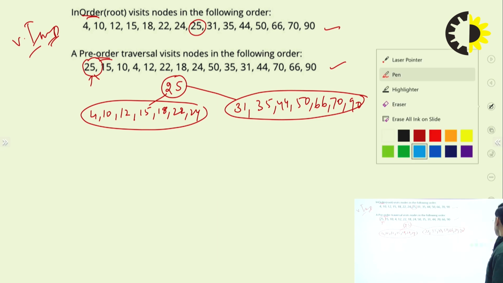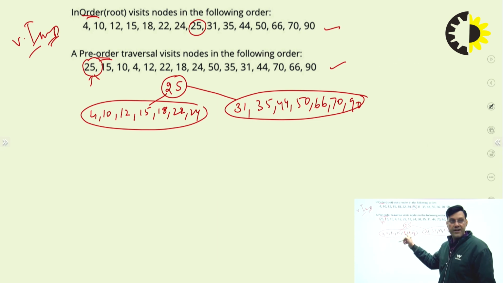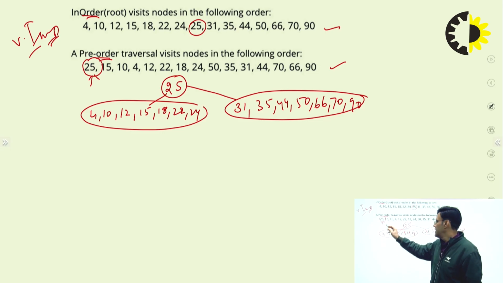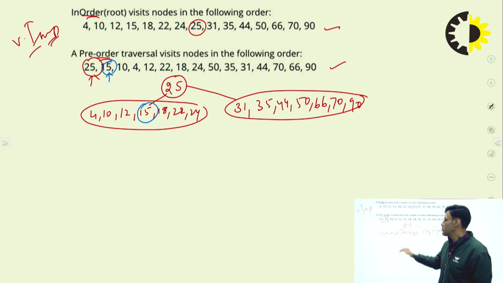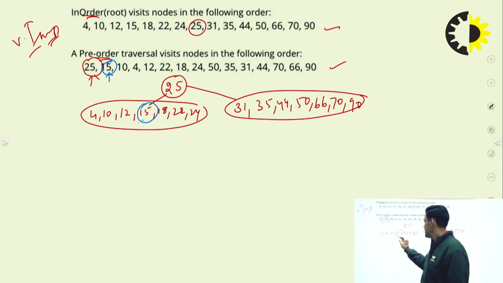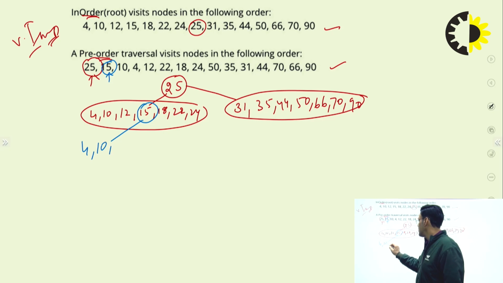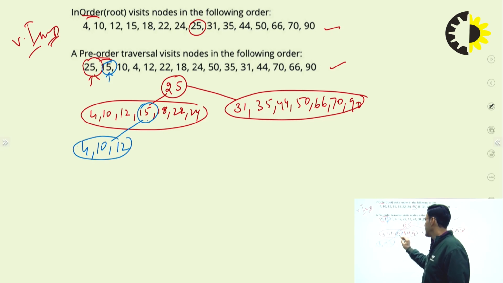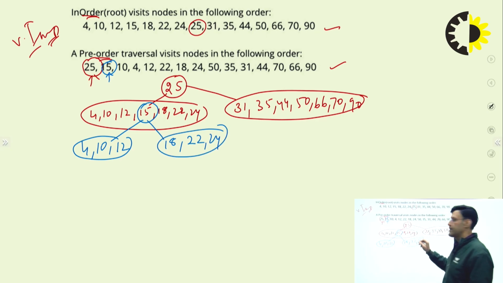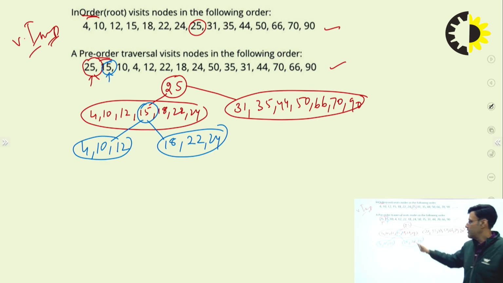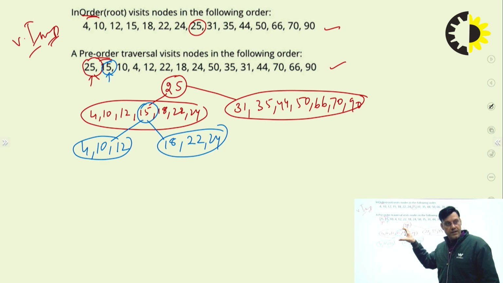Now again, from this left subtree I have to decide which is the root node. Then again I will see from pre-order, 15 is there. So this is the root node at this level, and 4, 10, 12 will lie in the left subtree, and 18, 22, 24 in the right. This is my next step. First of all, we will put the nodes in the left subtree.